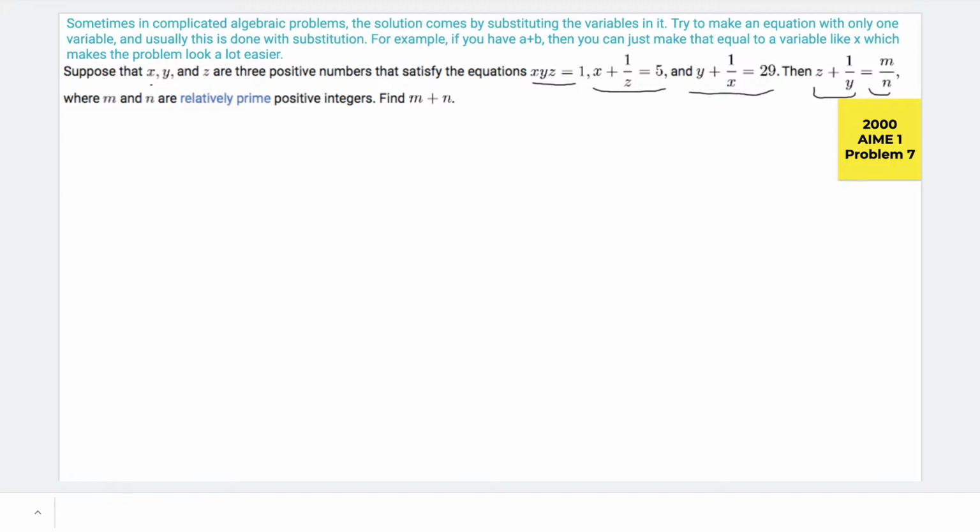So let's try this. We know that z equals 1 over xy, because you can just divide both sides by xy. And using this information, we can also now substitute 1 over z. I'll just show you an easier way for that.